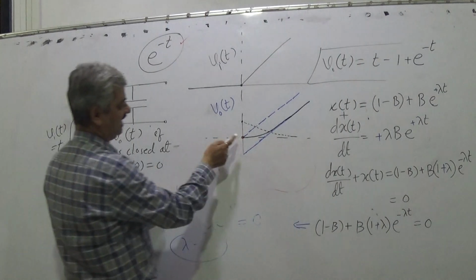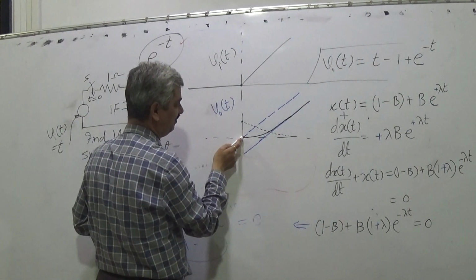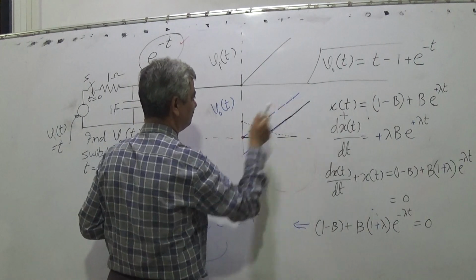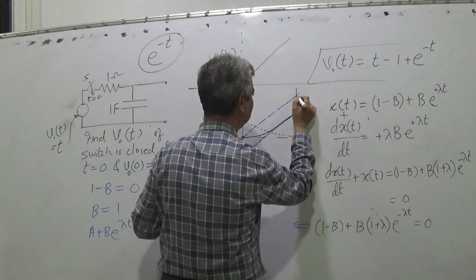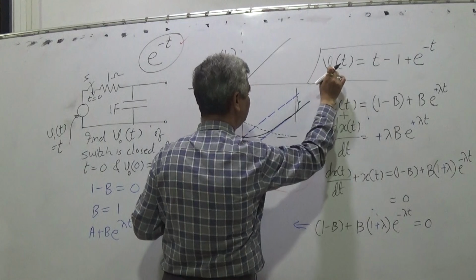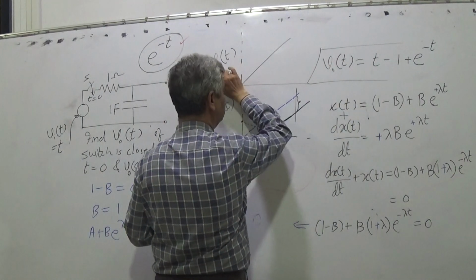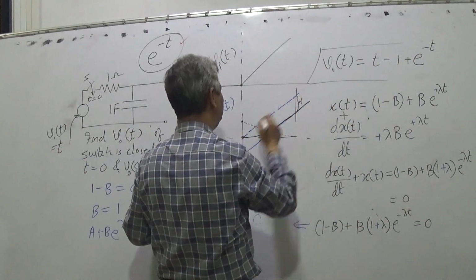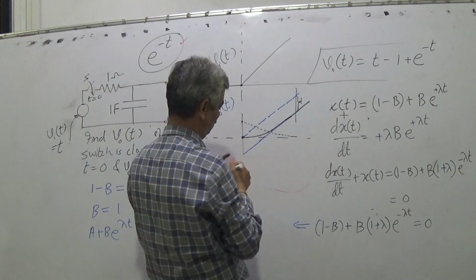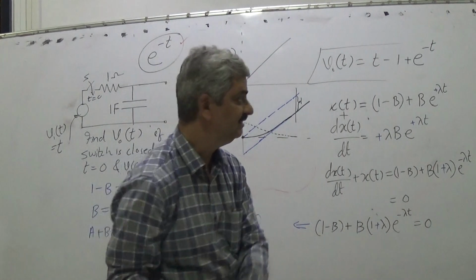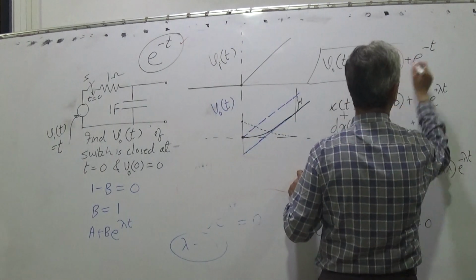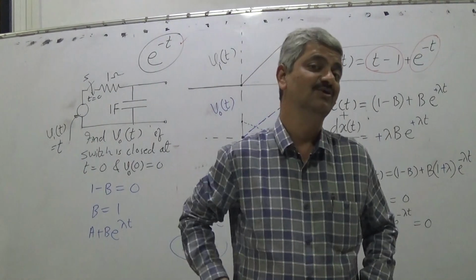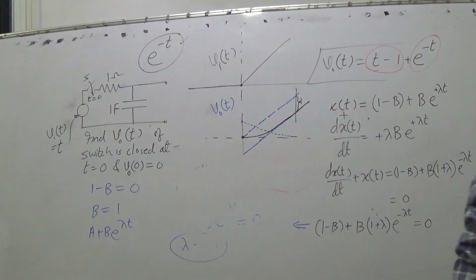So the answer is this, at t equal to 0, answer is 0, and then it becomes like this, that after some time you will find that the input V in t is t, V out t is t minus 1, this has almost become 0, so the difference is 1. Initially, it is definitely 0. So this part is called steady state, this part is called transient. Steady state and transient, these two parts. So this is the manner in which the differential equation needs to be solved.